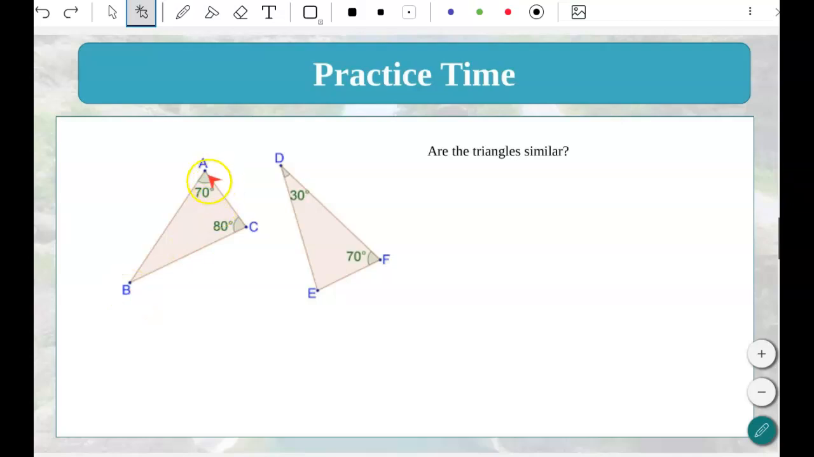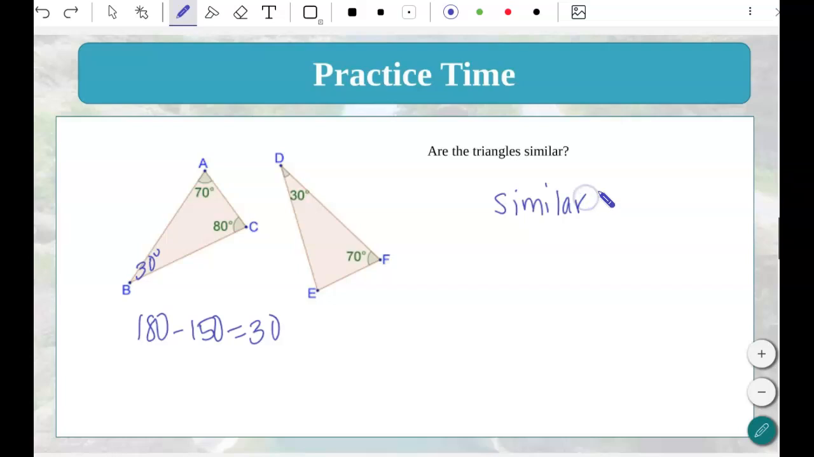We know that A and C are 70 and 80, and we know that all three must add up to 180 degrees. So 70 plus 80 is 150. 180 minus 150 is 30. So this is 30. If we look at our triangle here, we've got 30, we have 70. That's all you have to know to tell that they are similar, because they have two angles that are equal.